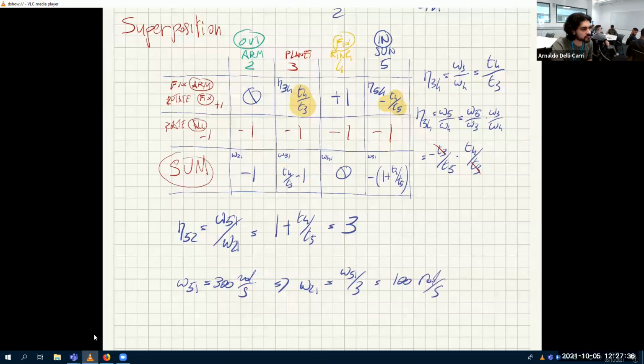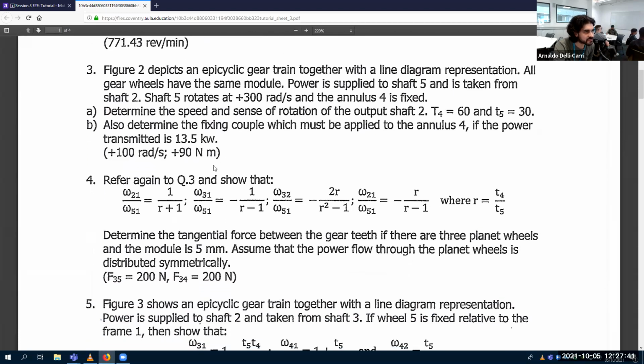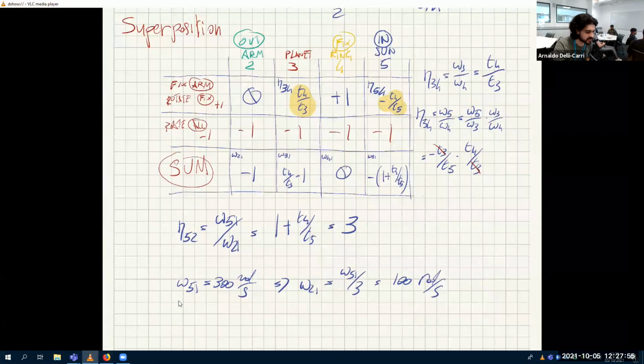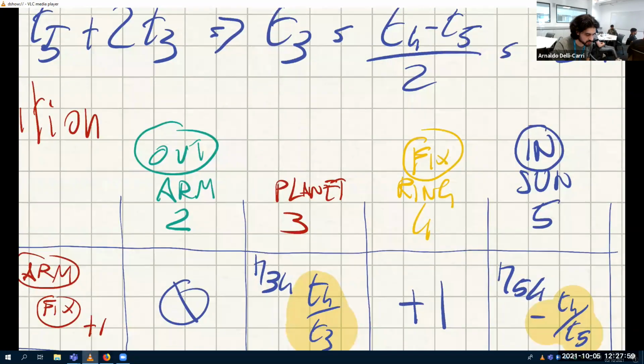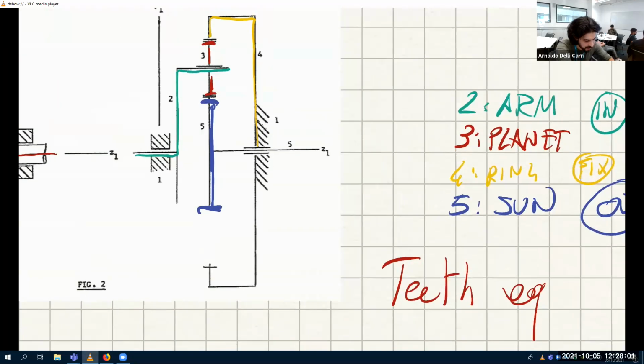Nice. Now, what do we have now? What we have now is this. Determine the fixing couple which must be applied to the annulus 4 if the power transmitted is this much. Now let's have a look at what's going on here. 2 is the output. So power goes inside here.